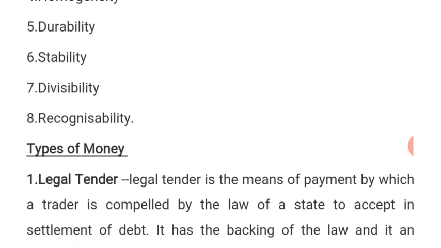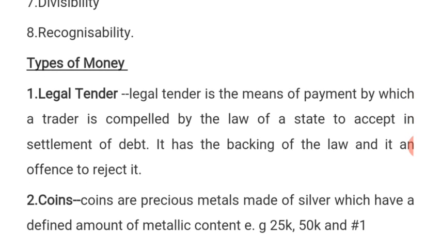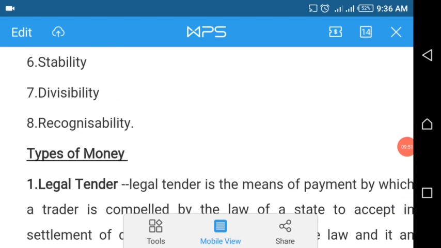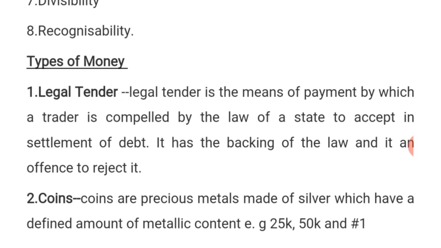Another one is divisibility. What we are using as money must be easily divisible, and that's why we have different denominations in Nigerian money. We have 1,000 naira, 500 naira, 200 naira, 100 naira, downward like that. It is something that is easily divisible. Then recognizability. What you are using as money must be easily recognized among people. So those are the qualities that money has. Let us now look at the types of money. What are the types of money?